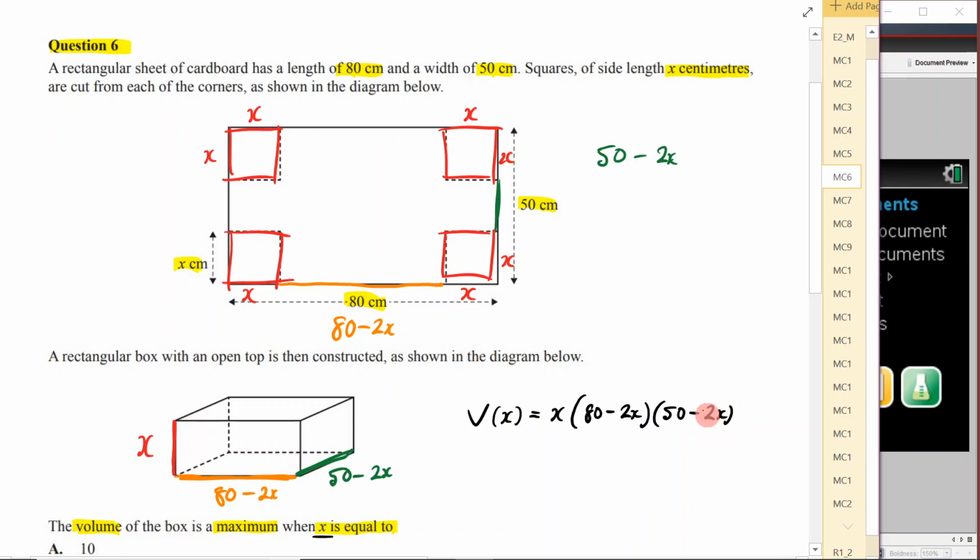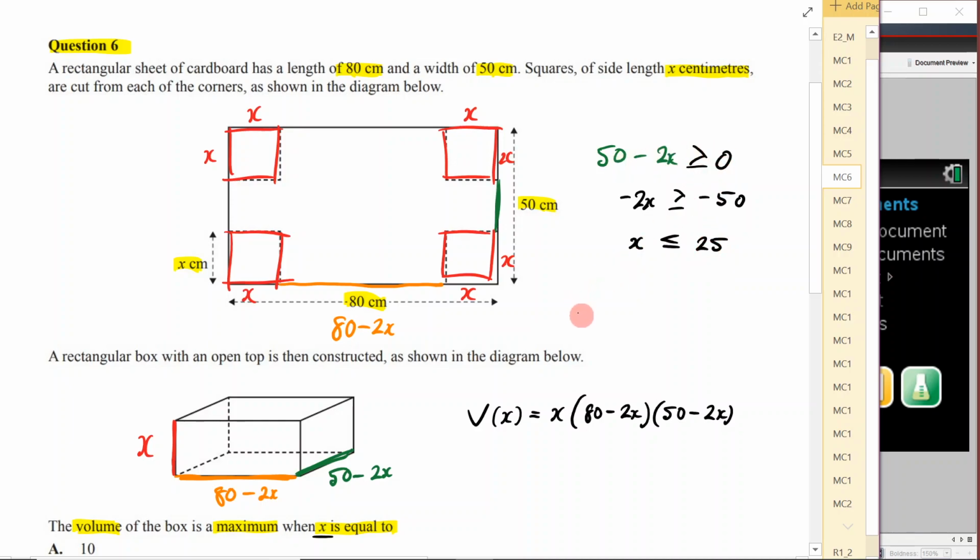Now, let's see if we can create a domain for ourselves as well. Let's look at the shortest side, so my width right here. What we know is that this is going to have to be greater or equal to 0, because we can't have a negative width. In the real world, that doesn't make any sense. If we now rearrange this, what we're going to find is we end up with this, and then finally, we're going to end up with this. So my x has to be less than or equal to 25 if I want my width to be greater than 0.